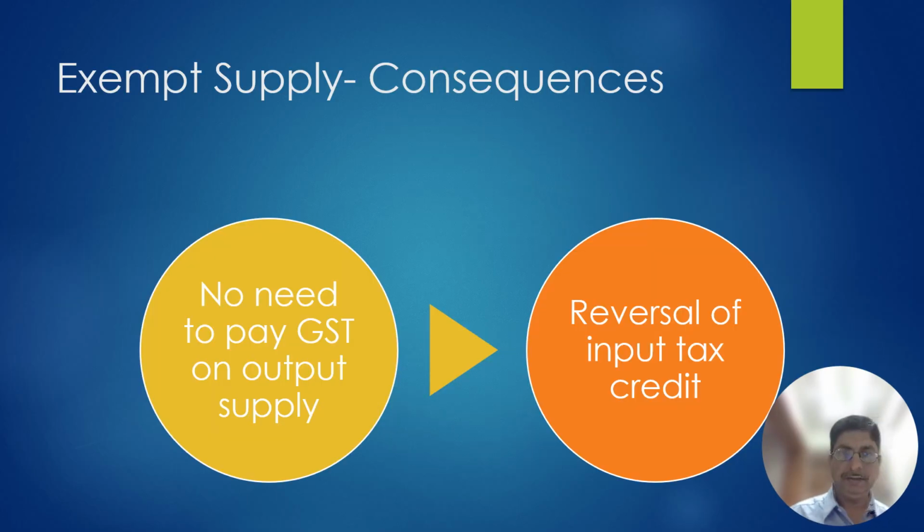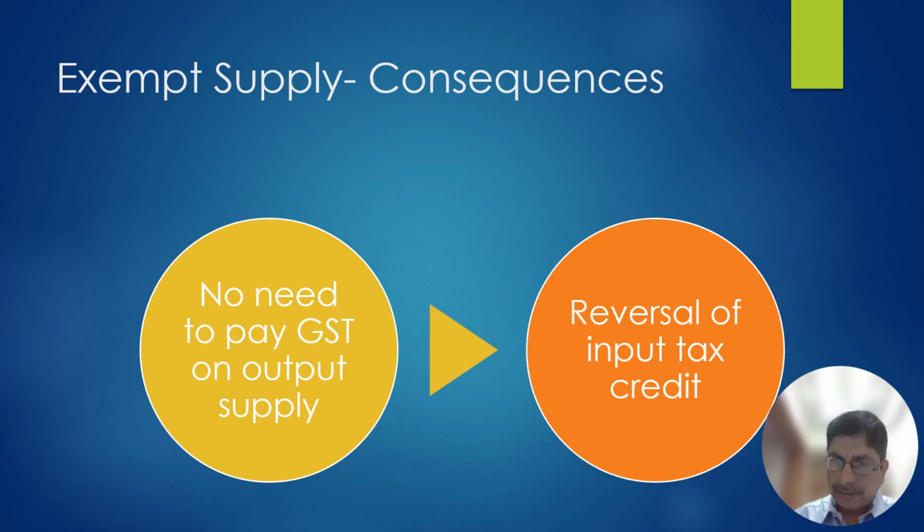Okay. Now why are we learning this exempt supply? What are the consequences of exempt supply? Consequences of exempt supply is twofold. Namely, don't pay tax. Your product is exempt, so on the supply of that product at the output side, don't pay tax. You are not paying tax on the output. So the second consequence is reversal of input tax credit.